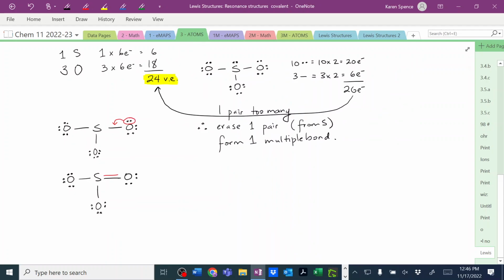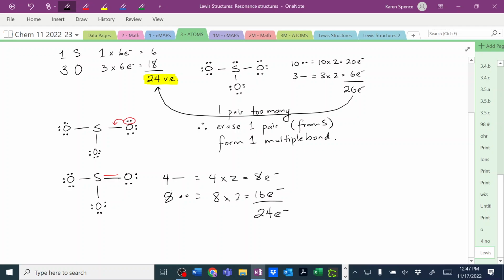So you were like, did I do it wrong? You can always double check at the end and say I have 4 of these, which gives me 4 times 2 is 8. So you can say I've got 8 lone pairs. And you can be like, oh, I have the right number of electrons, yay.